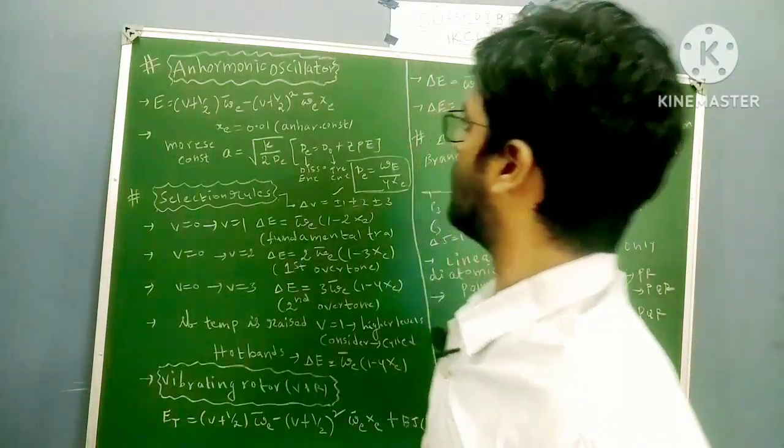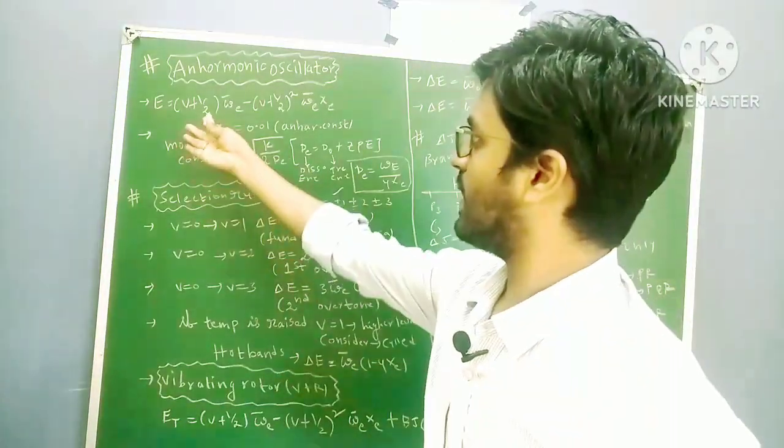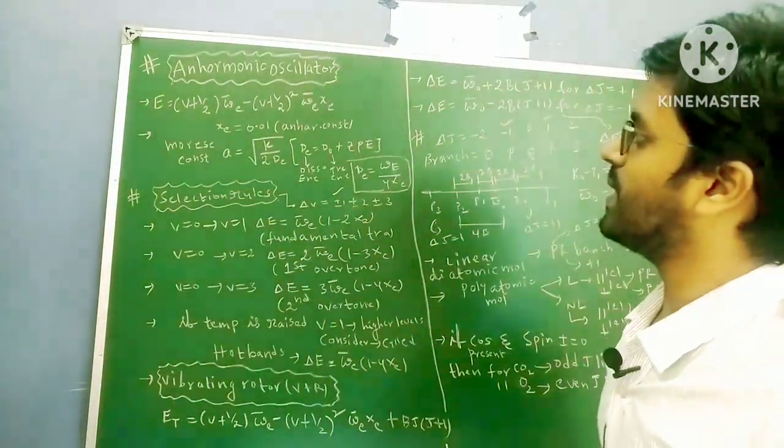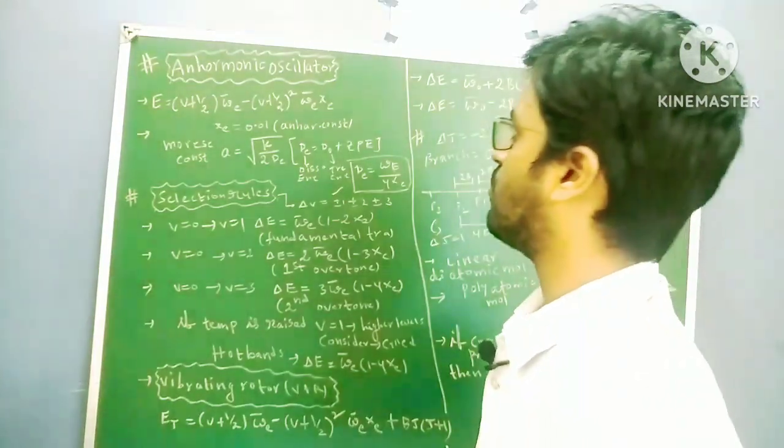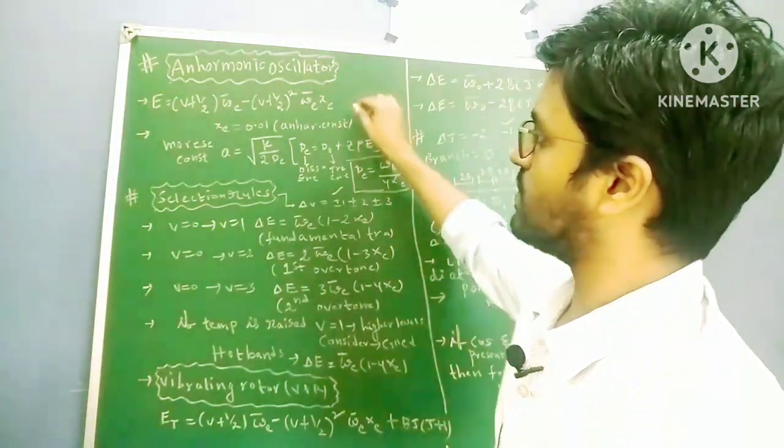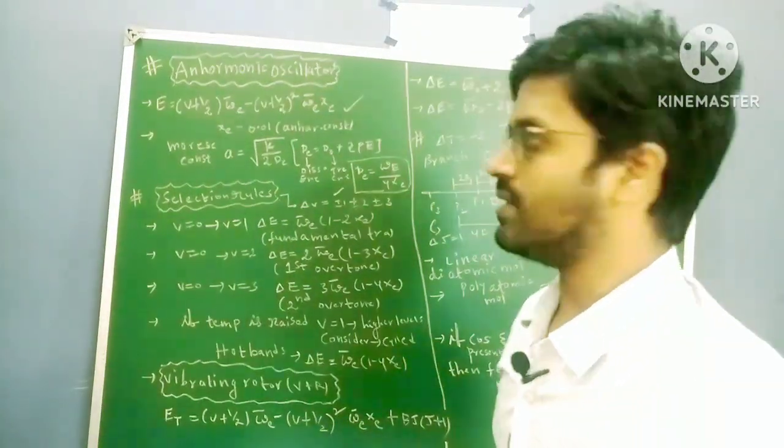Next, anharmonic oscillator. So the formula, energy equal to V plus half into omega bar E minus V plus half whole square omega bar E XE. This is a very important formula for GATE but not NET.